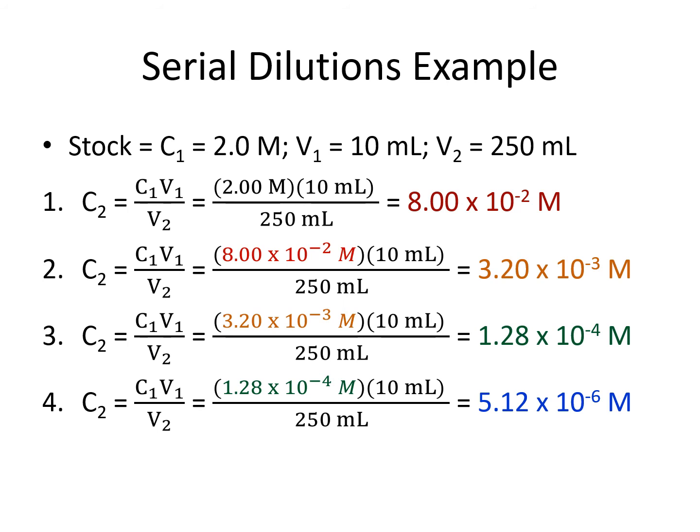So when we do that calculation, we find that the molarity in flask number 2 is 3.20 times 10 minus 3 molar. For flask number 3, we're plugging in that 3.20 times 10 minus 3 molar as our C1, and we come out with 1.28 times 10 minus 4 molar as our C2. That is our concentration of flask number 3. And then flask number 4 ends up with a concentration of 5.12 times 10 minus 6 molar.